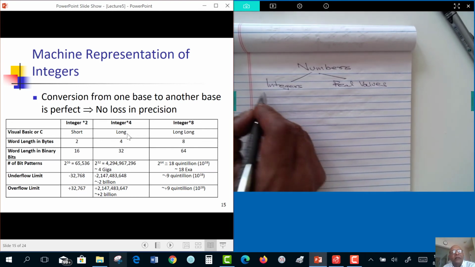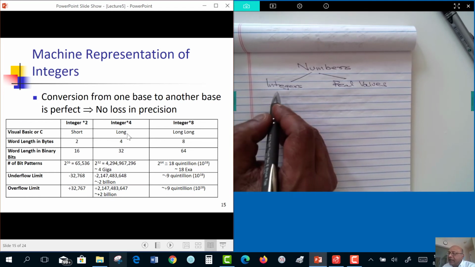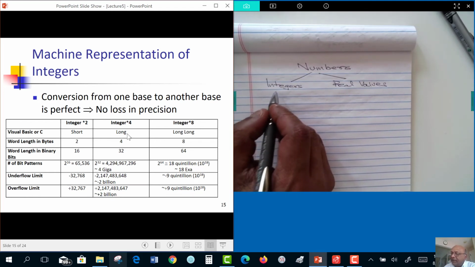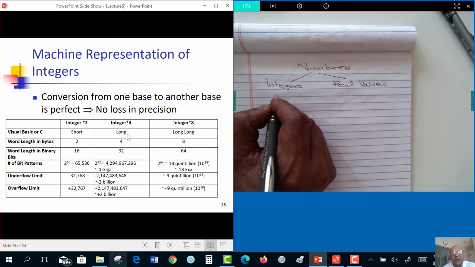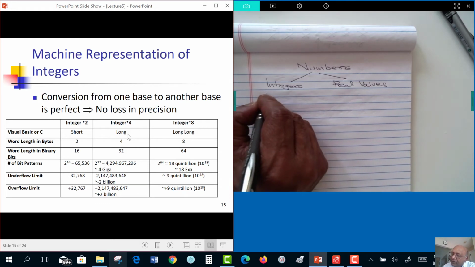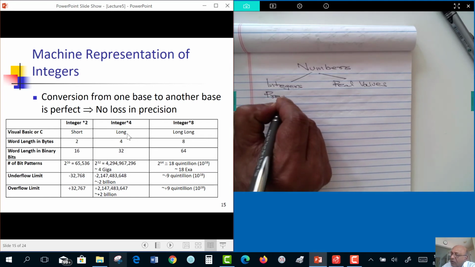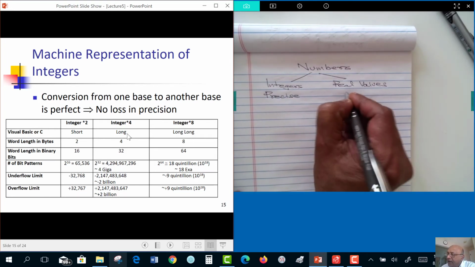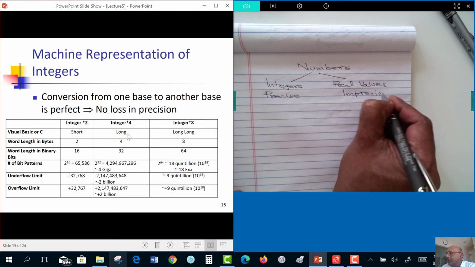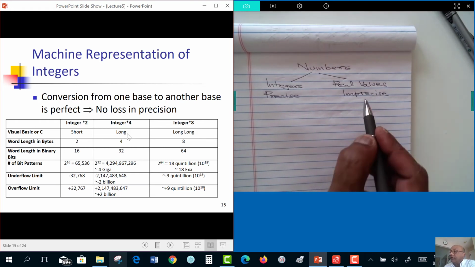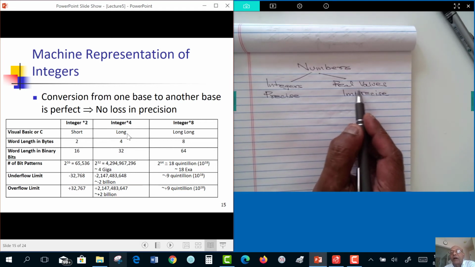Now it turns out that integers we can specify exactly. So we say we have infinite precision, or there is no loss in precision. Whereas real values, when we work with them, we cannot store them exactly. So they are imprecise. Therefore, we will run into precision problems whenever we work with real values.